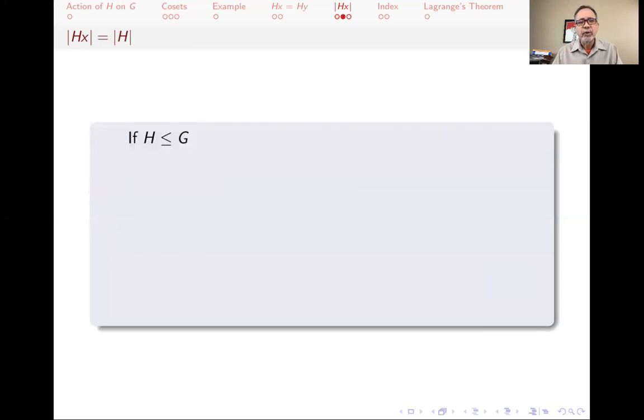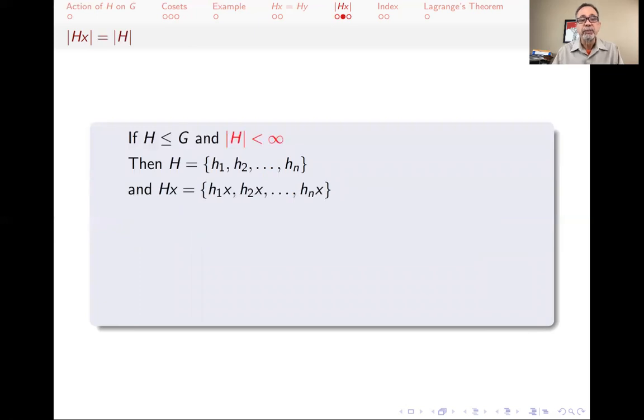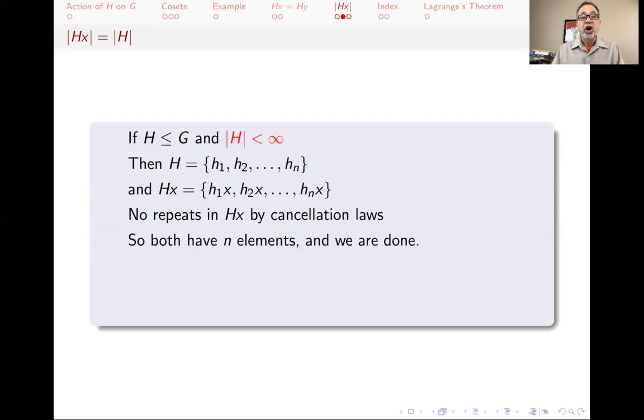Now, in the case where the subgroup is finite, this is pretty clear. You multiply H by that element x in G, you will get h1x, h2x, hnx, and there's no repeats in this second set, Hx, because of cancellation laws. hix equals hjx would mean that hi equals hj. So this set Hx also has n elements, and so both of them have the same number of elements, and we are done. But what if H was infinite?